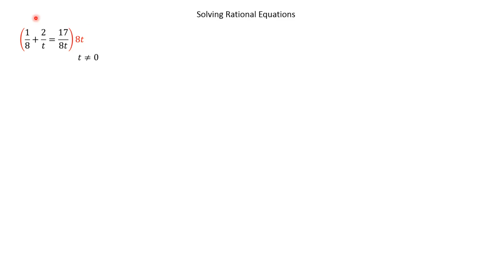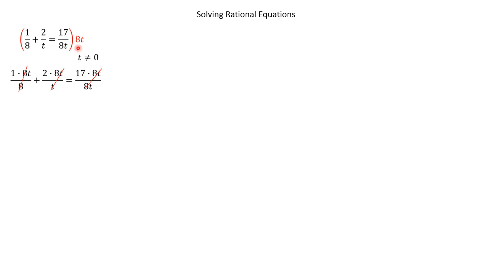When we do that, we have to distribute it to everything. Generally speaking, I wouldn't show this step right here. I would distribute and cancel just from here. But for this first one, I think it's probably important. So we have 8t, 1 times 8t, 2 times 8t, 17 times 8t, all over our denominators. Now let's cancel what we can. Here, the 8's cancel, leaving us with 1 times t, or just t. Over here, the t's cancel, leaving us with 2 times 8, which is 16. And over here, the whole 8t cancels, leaving us just with 17.